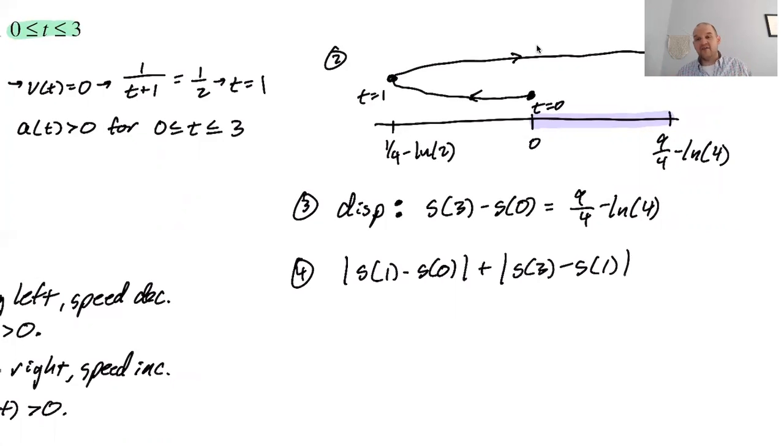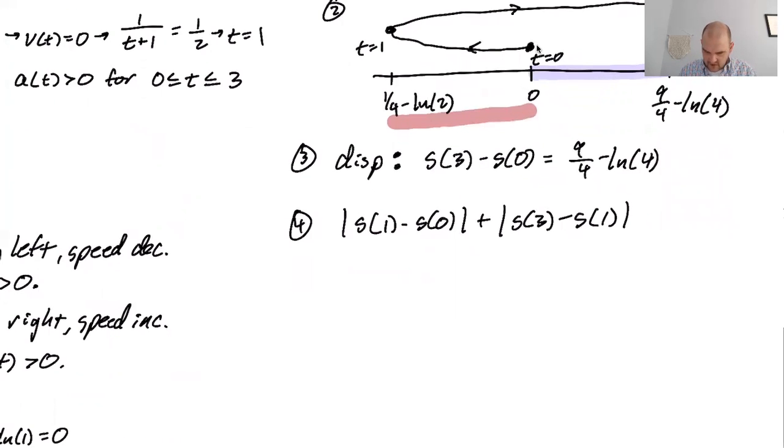Now, since we have the picture, we know that the absolute value of S of 1 minus S of 0 is actually going to be S of 0 minus S of 1, because S of 0 is bigger, right? So the first one, we're actually just going to go S of 0 minus S of 1. So that's going to give me 0 minus the quantity 1/4 minus the natural log of 2.